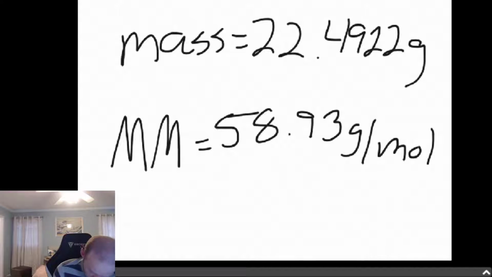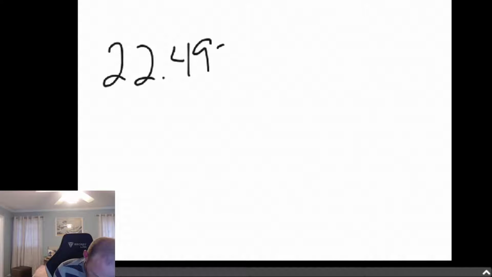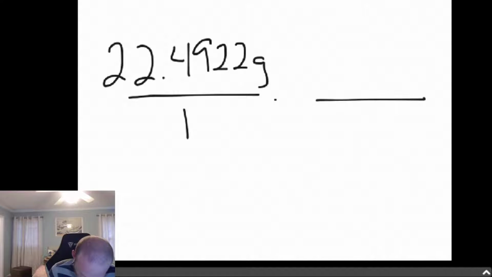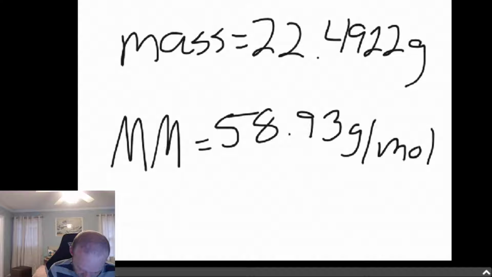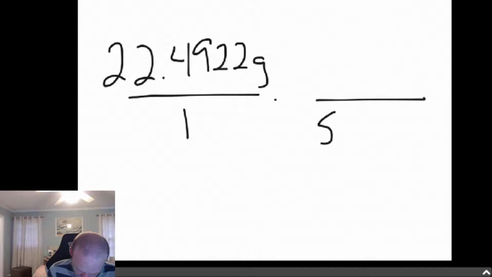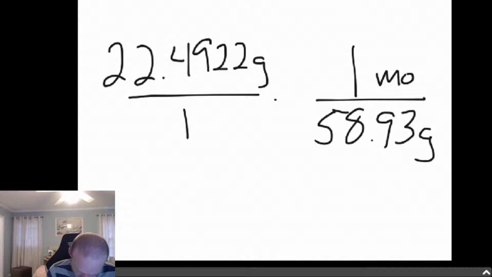And I'm going to put it in fraction form. What did I say it was? 22.4922 grams over 1. And then I want to multiply it times something where the grams and the other grams cancel. So I'm going to invert. Essentially, I'm dividing. What we said the value was 58.93. So 58.93 grams, 1 mole.